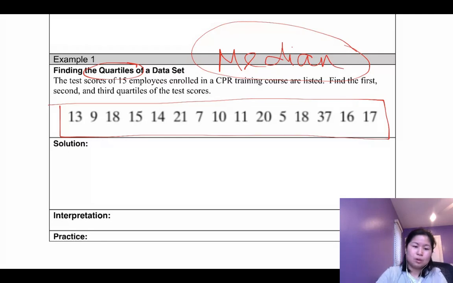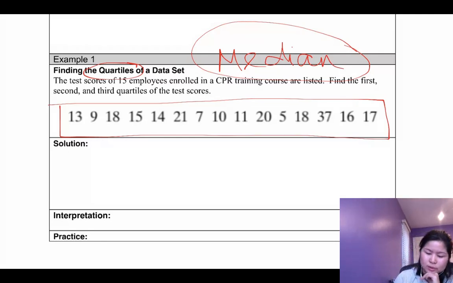So what we're going to need to do to find the quartiles is Q1, Q2, and Q3. What it does is divide the data into different sets, and we're going to focus on the medians. We're going to find the medians of those data sets. So step number 1, we're going to rearrange this one.